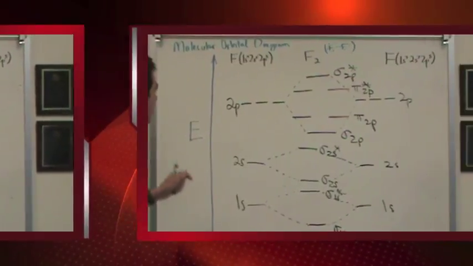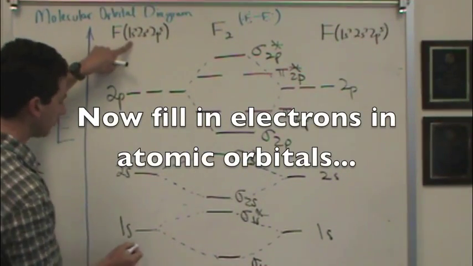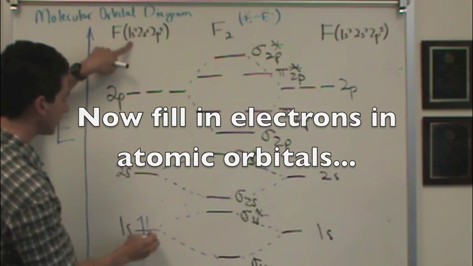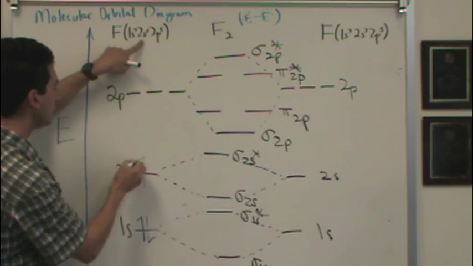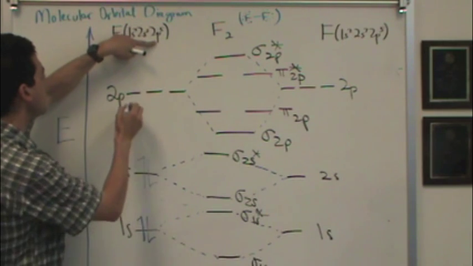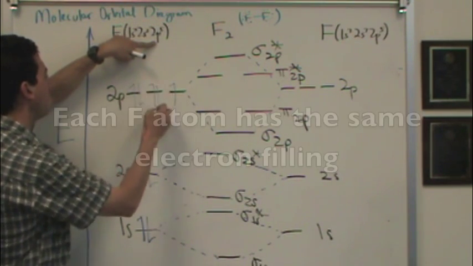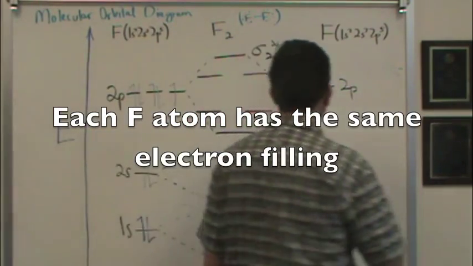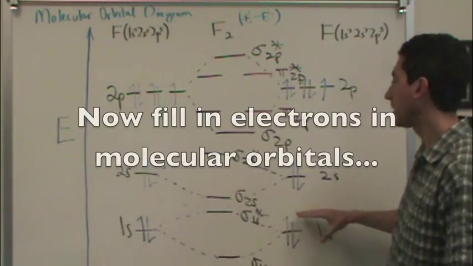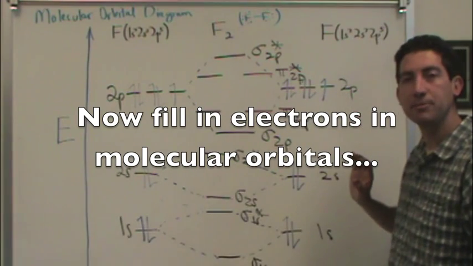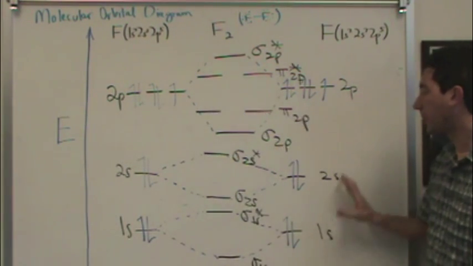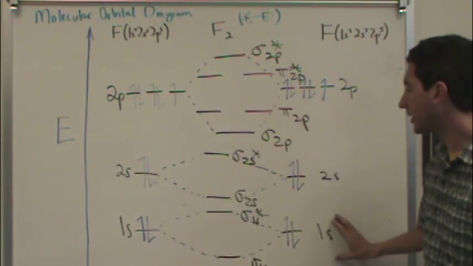First consider the atomic orbitals. It's 1s2, that means there's 2 electrons in the 1s. 2s2, 2 electrons in the 2s, and then 2p5: 1, 2, 3, 4, 5. When you go to the other side, it's going to be the same thing. I recommend you look at each part of the diagram separately, and you go from the bottom to the top. Let's start with the 1s.